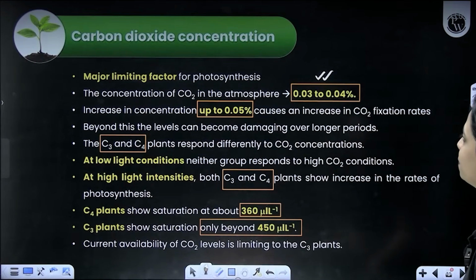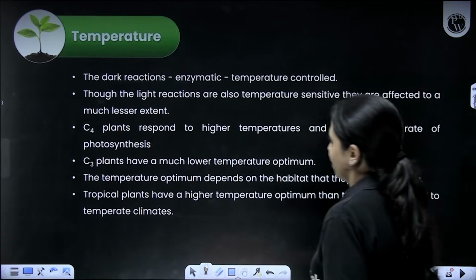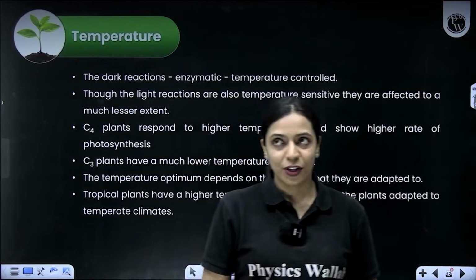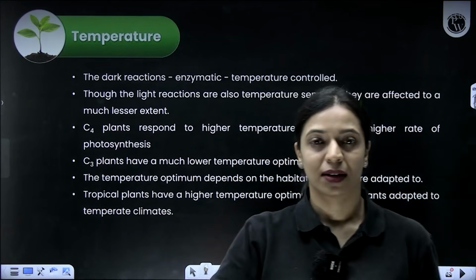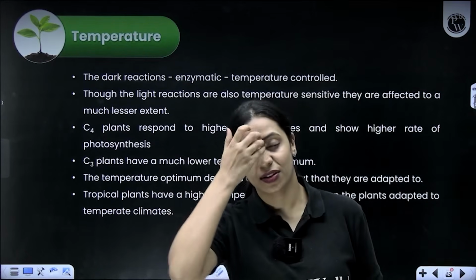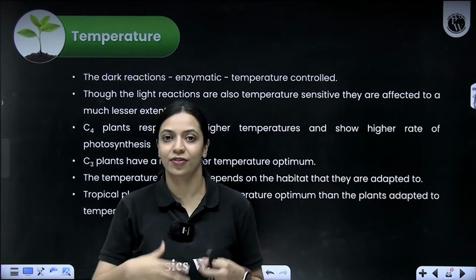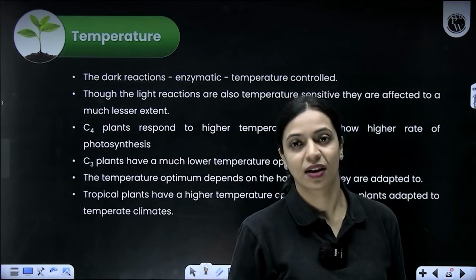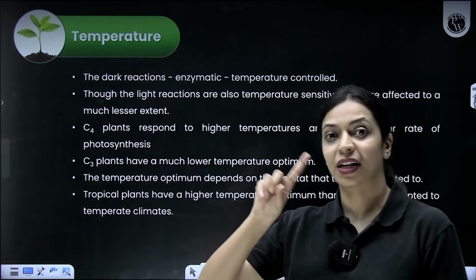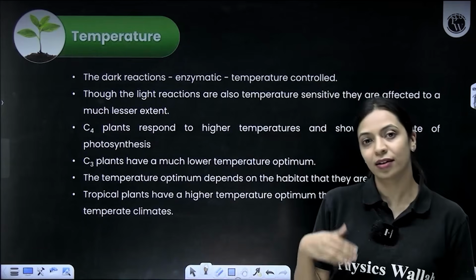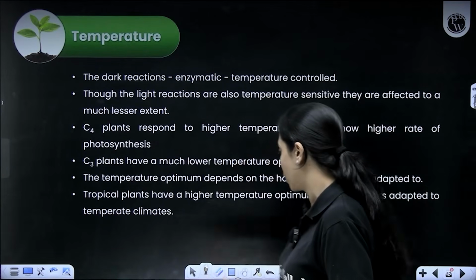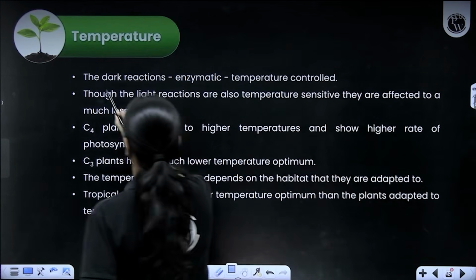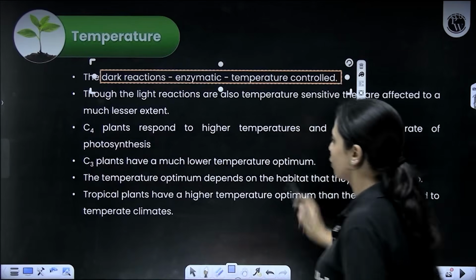Okay, now temperature. Temperature, I told you, is important because all of the photosynthetic reactions are controlled by enzymes, and enzymes have their own optimum temperatures, right? Though enzymes are involved even in the light reaction, the enzymes of the dark reaction are what will get mostly affected. They are the ones that are mostly temperature controlled.